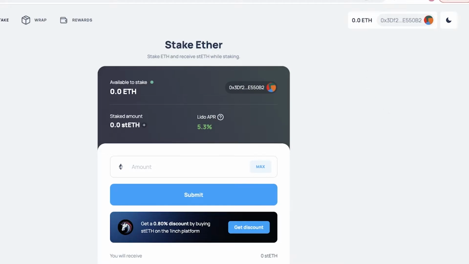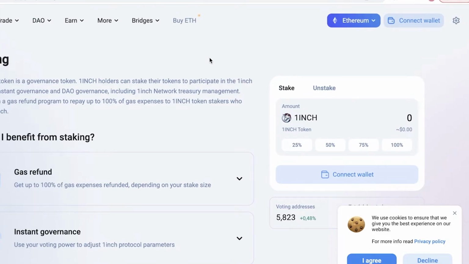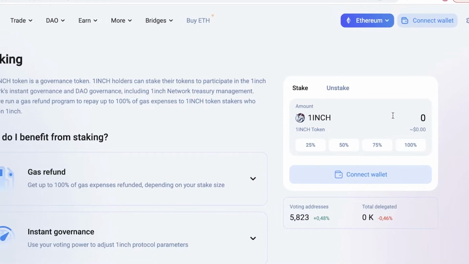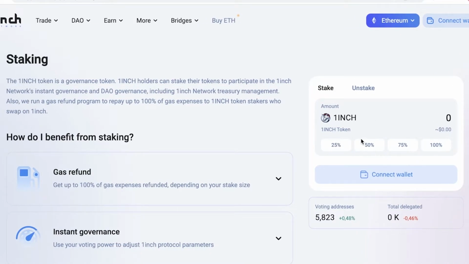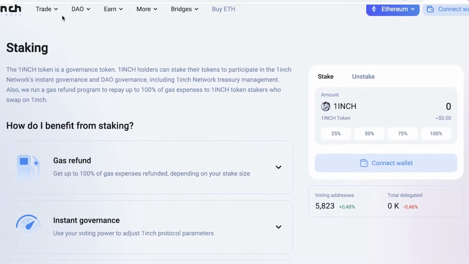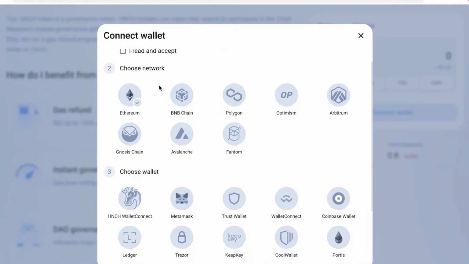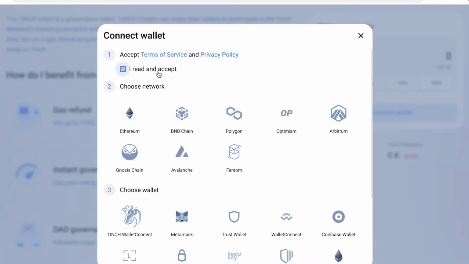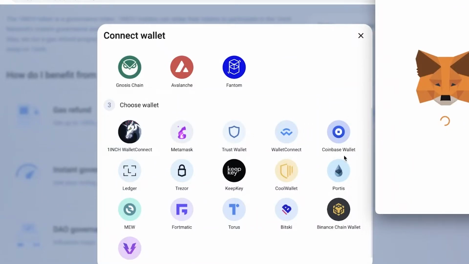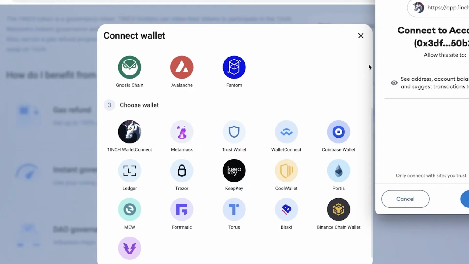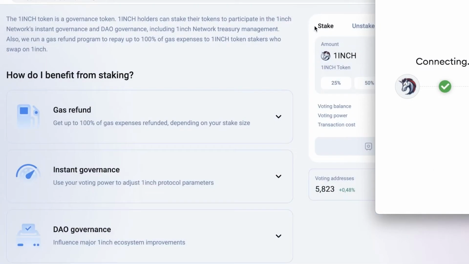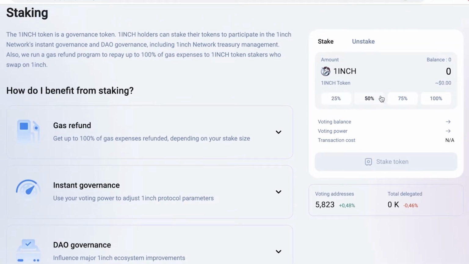And you also have other exchange platforms such as 1inch, where you can use decentralized finance to stake Ethereum as well. So you can see over here, you can enter however many tokens for 1inch you want, and then you can go on ahead, connect your wallet, connect the Ethereum network, and go on ahead and accept their terms of service. So just connect your wallet over here like this, click on connect, and once your wallet has been connected, you can enter the amount you want to stake.